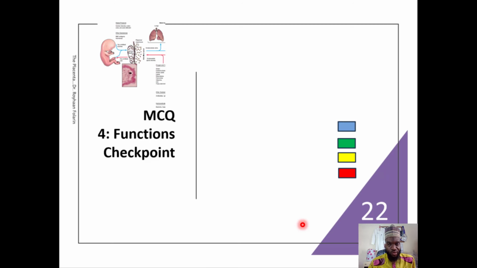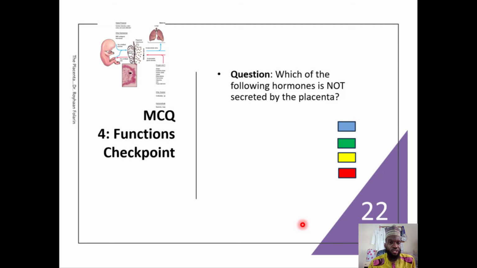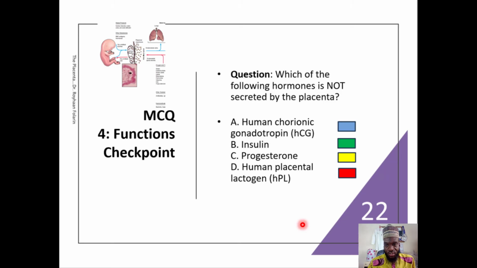So let's go again with another question. This time around, I'm asking which of the following hormones is not secreted by the placenta? Is it the HCG, insulin, progesterone, human placental lactogen? Which of these? So 1, 2, 3. You can flash your cards. And which card did you flash? Once again, I congratulate you if it's the green, right? And it's quite coincidental. Green doesn't have to always be the answer.